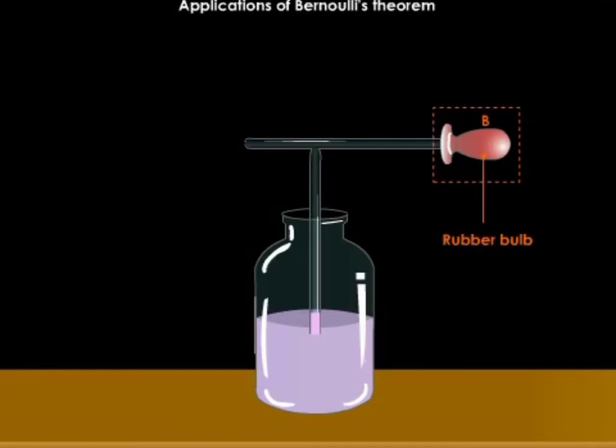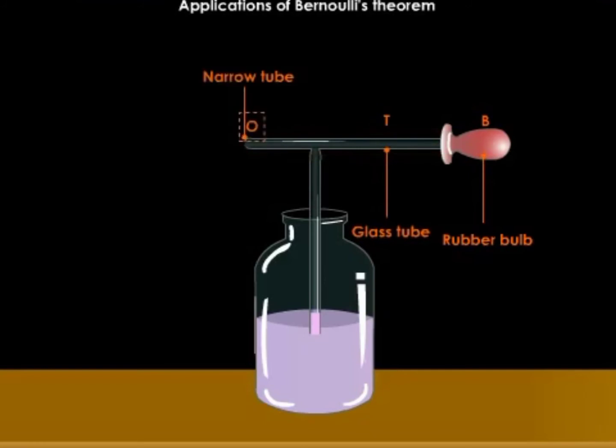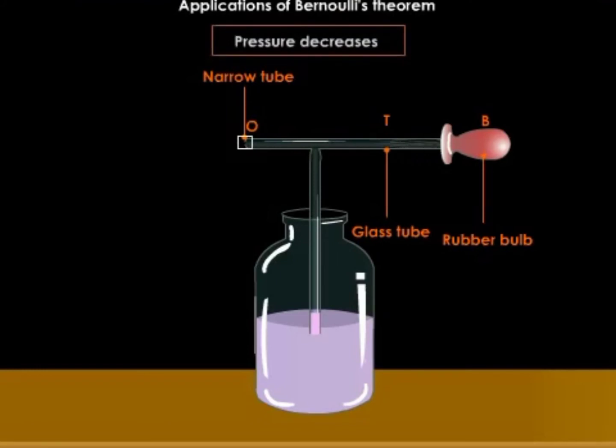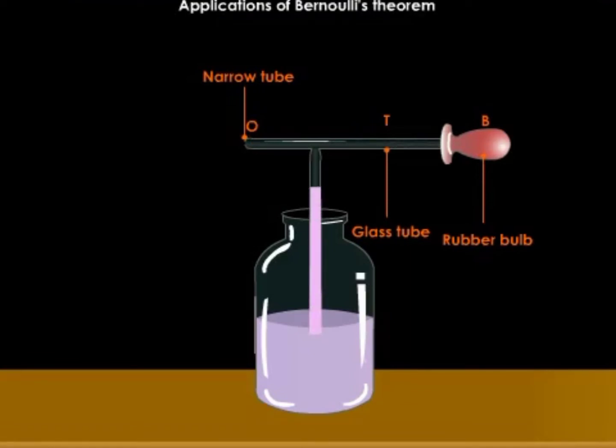When the rubber bulb B is squeezed, the air flows through the tube T and comes out of the narrow aperture O of the tube. As the aperture is narrow, the velocity of the air increases as it comes out. This reduces the pressure in the vicinity of O. Due to the difference in pressure, the liquid rises up into the vertical tube. But the stream of air coming out of the tube T blows the liquid into a fine spray. So next time you use perfume or deodorant, remember this principle.